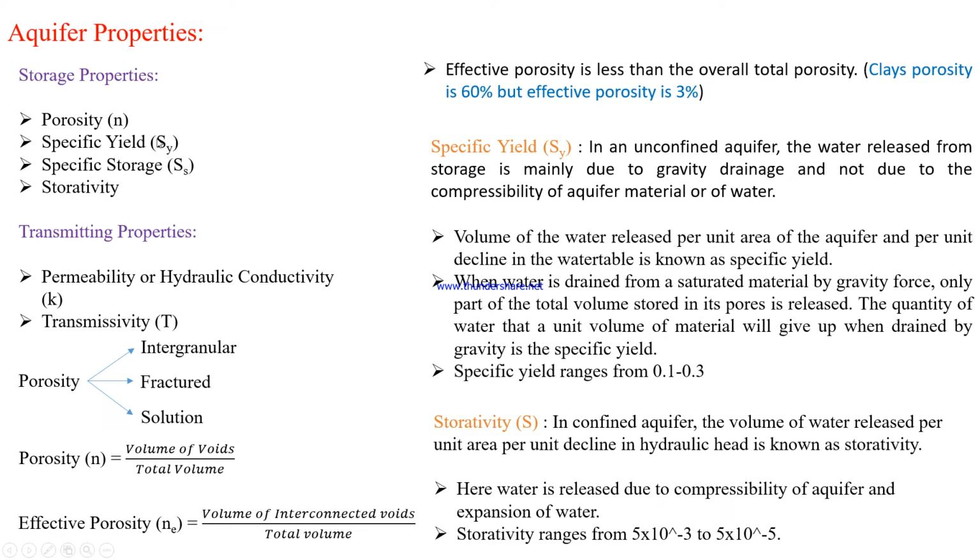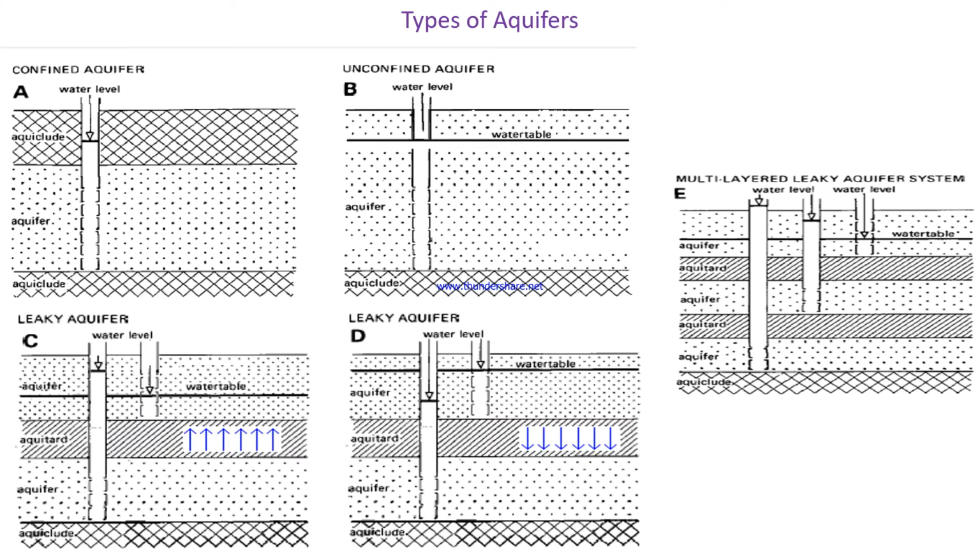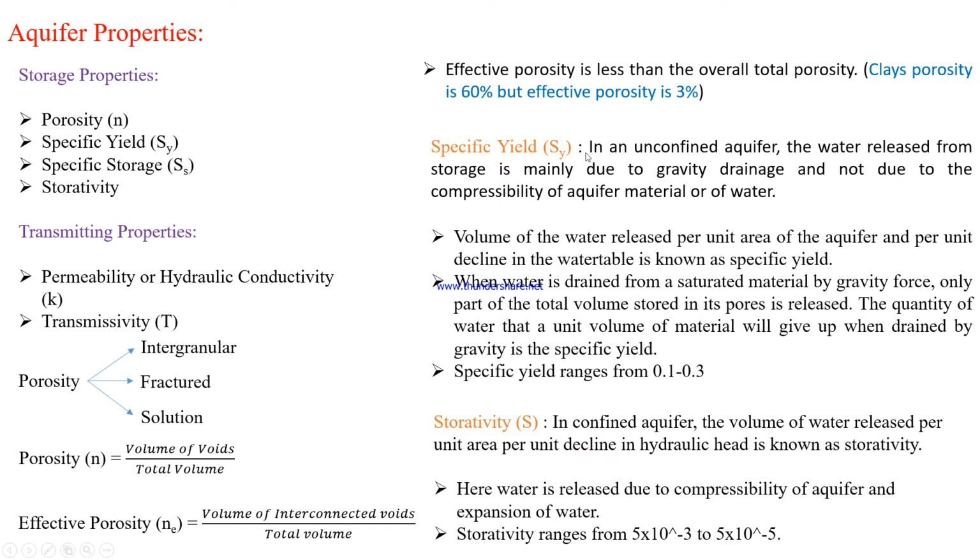While coming to specific yield, when you insert a borehole into the unconfined aquifer, some sort of drainage will be coming into the well due to gravity. It is known as the specific yield. Suppose in an unconfined aquifer, the water released from the storage is mainly due to gravity drainage and not due to compressibility of the aquifer material or expansion of the water.